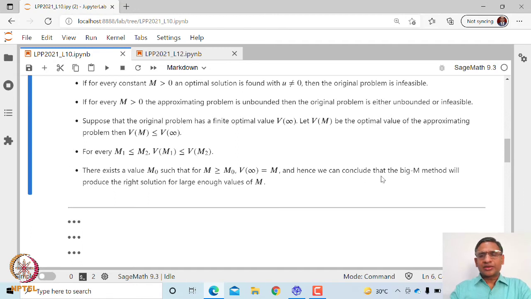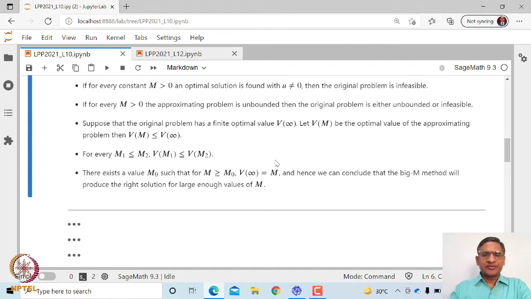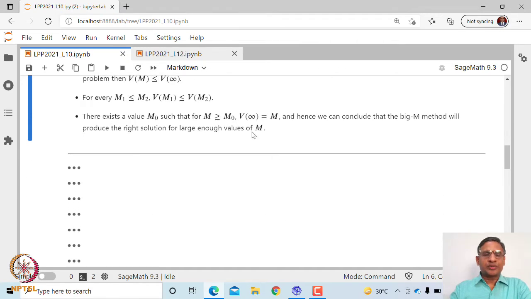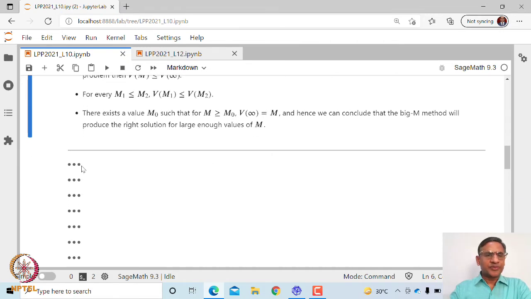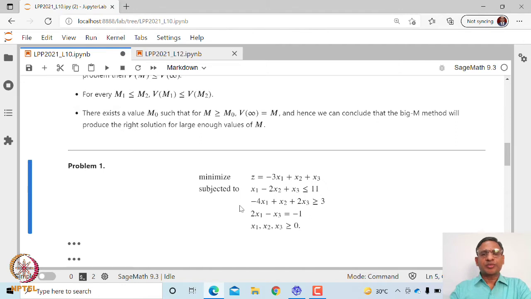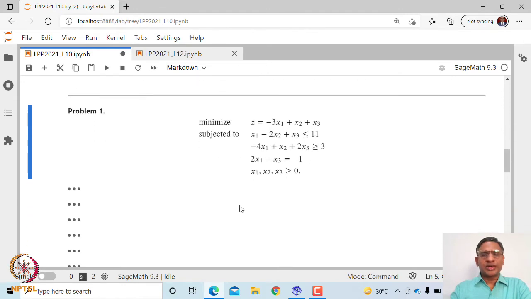Then we can conclude that the big M method will produce the right solution for a large enough value of M. So in this case, if such things happen, then for a large value of M, you can find the solution using the big M method. So these are some results. We will not look at the proof of these results.